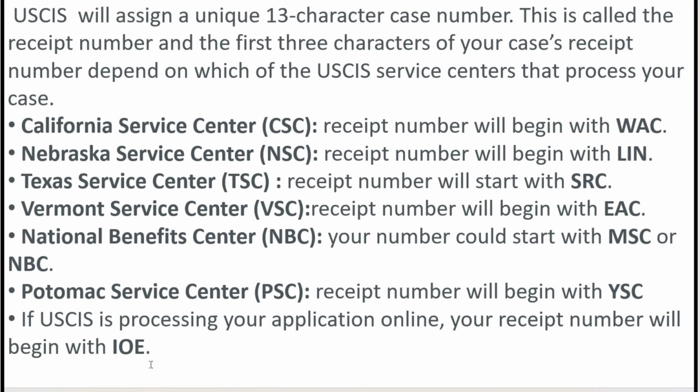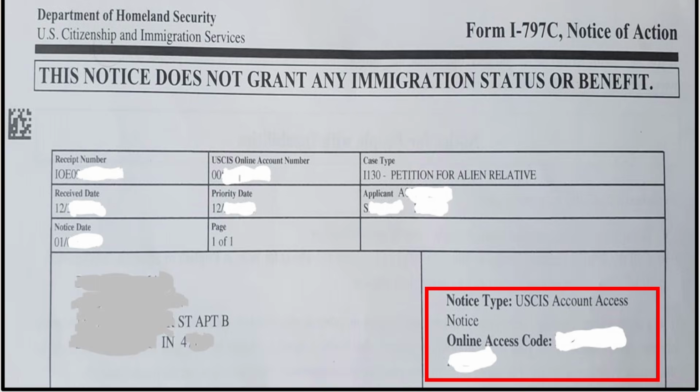However, even if you file your petition by a paper version, it happened to me. Once you send your petition to USCIS and USCIS decides to process your application online, they will send you another I-797C Notice of Action, and the notice type is going to be USCIS account access. They will process your case online and they're going to send you a notice type as USCIS account access notice.